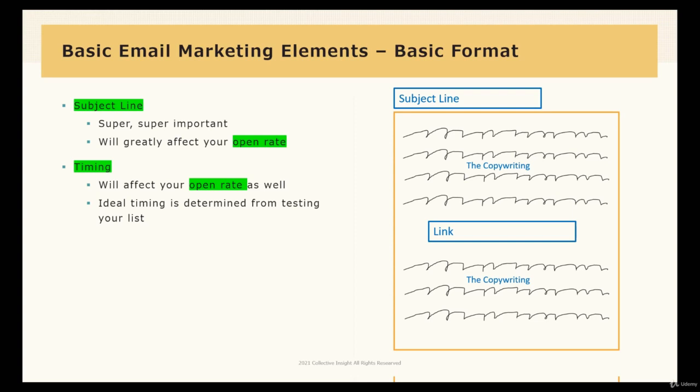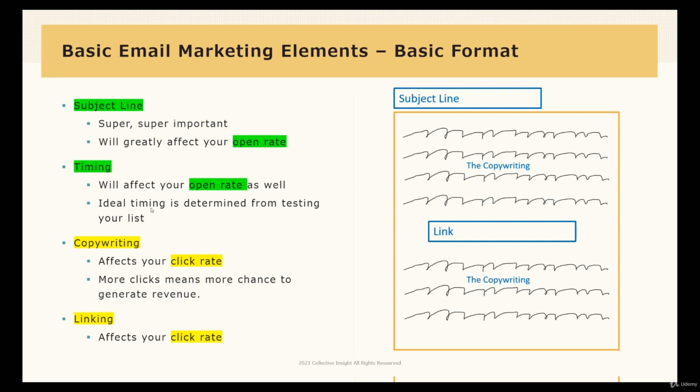And next we have timing. If you send your email at different times of the day, you may perform differently. And in your list, there is an ideal timing at which your people respond best to your emails. And that timing you have to figure out, unfortunately. You have to figure it out by testing your list. So you have to send your email to your list at different times and record at which time you end up with the highest open rate and click rate. Okay, so you have to be testing.